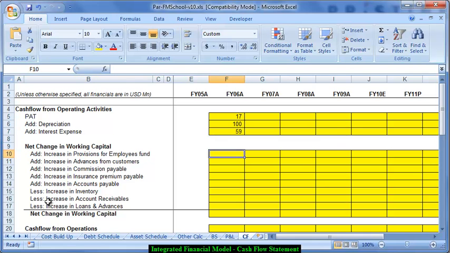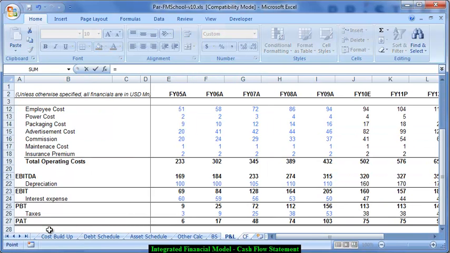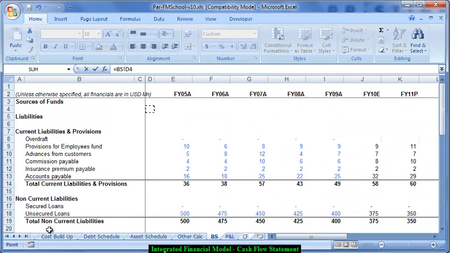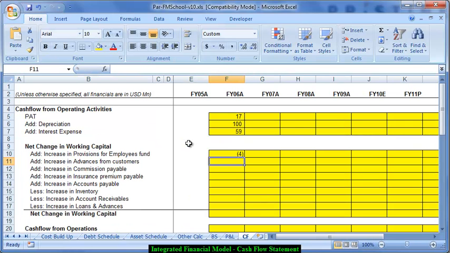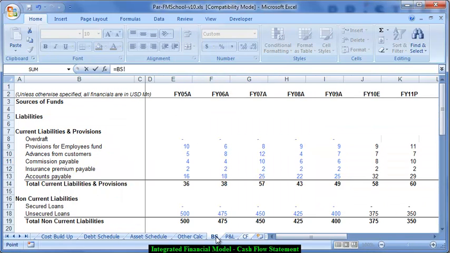Now most of these items I'll be able to figure from the balance sheet. So, increase in provision for employee fund. Let's go to the employee fund. I want to figure out an increase, so FY06 minus FY05. Okay, I add to it the increase in advances from customers. So I go back to the balance sheet. Advances from customers, this minus this.